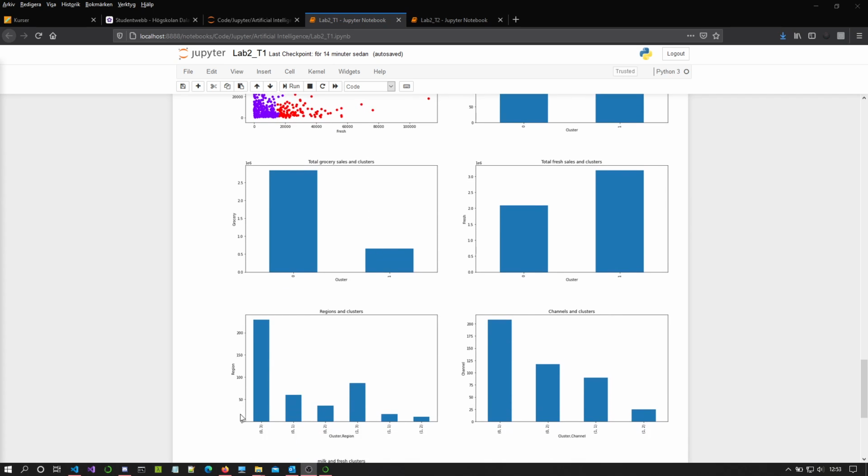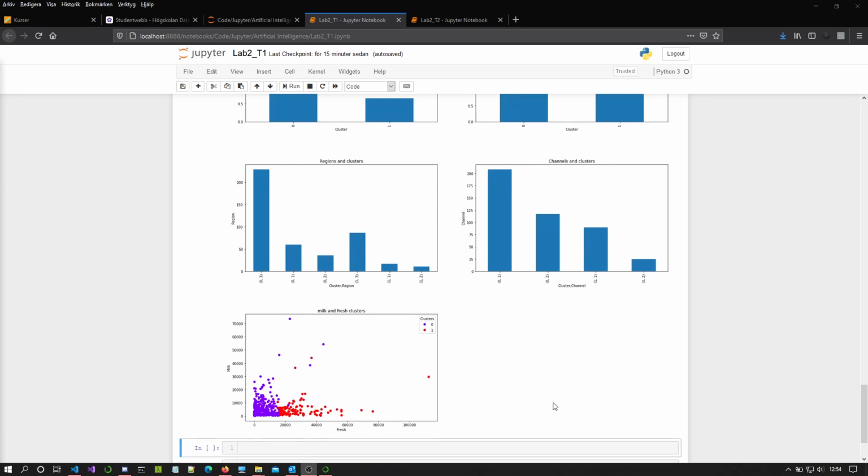And we can also see that, as we remember, region 3 was by far the biggest region, and we also have that cluster 0 is by far the biggest in region 3. Region 2 and region 1 are smaller for that cluster. Cluster 1 is also bigger in region 3. And we can also see that cluster 0 is bigger in channel 1, not so big in channel 2.